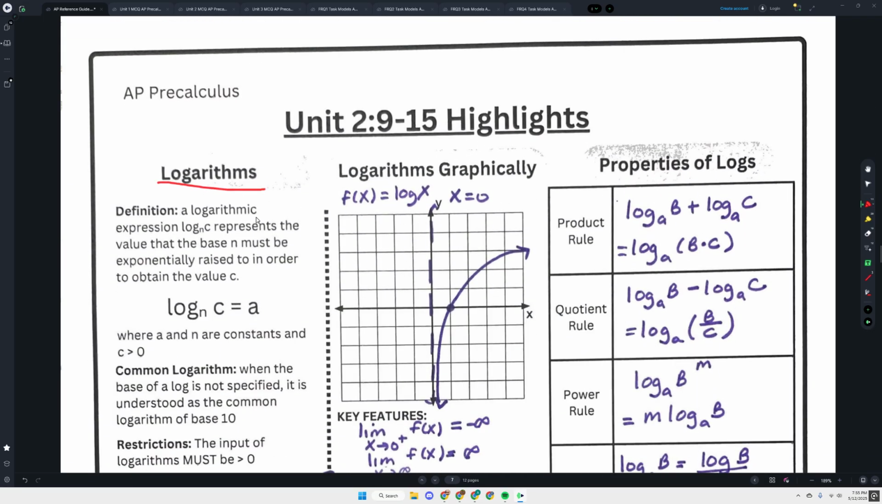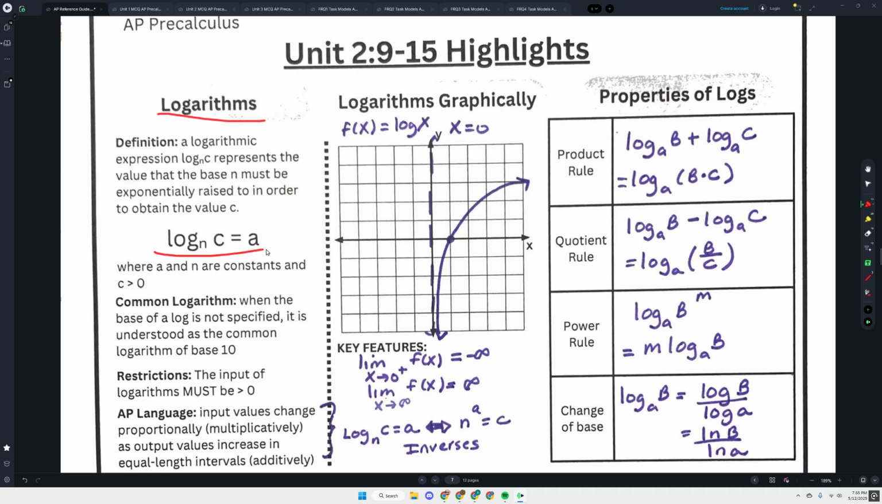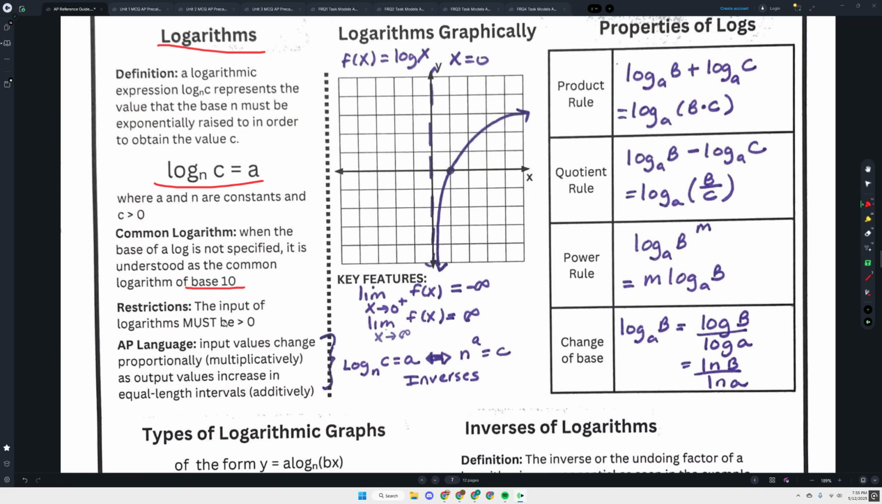Next, logs. Logs are log n of c equals a. Common log is base 10. And the AP language that they want to see on the FRQs is input values change proportionally as output values increase in equal length intervals.